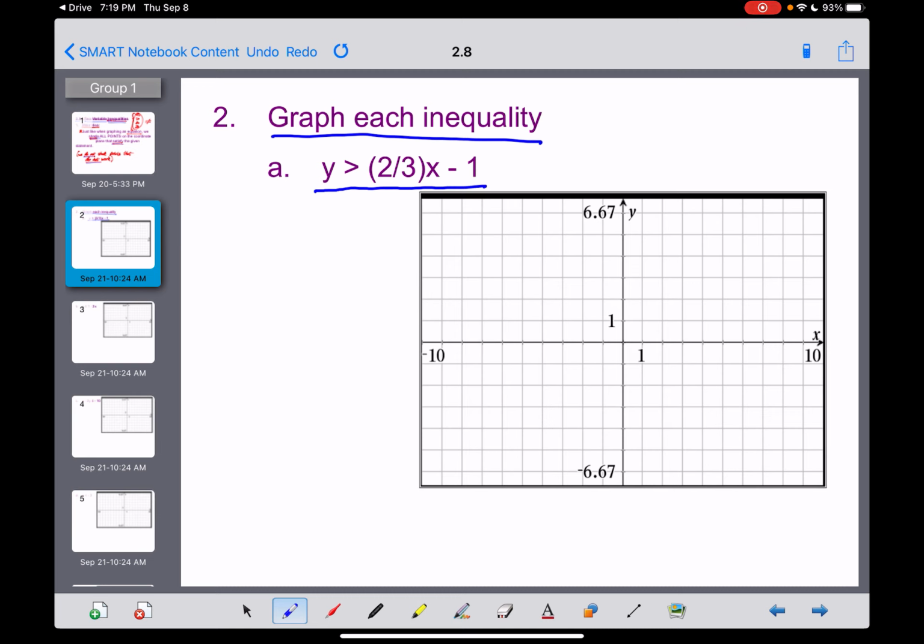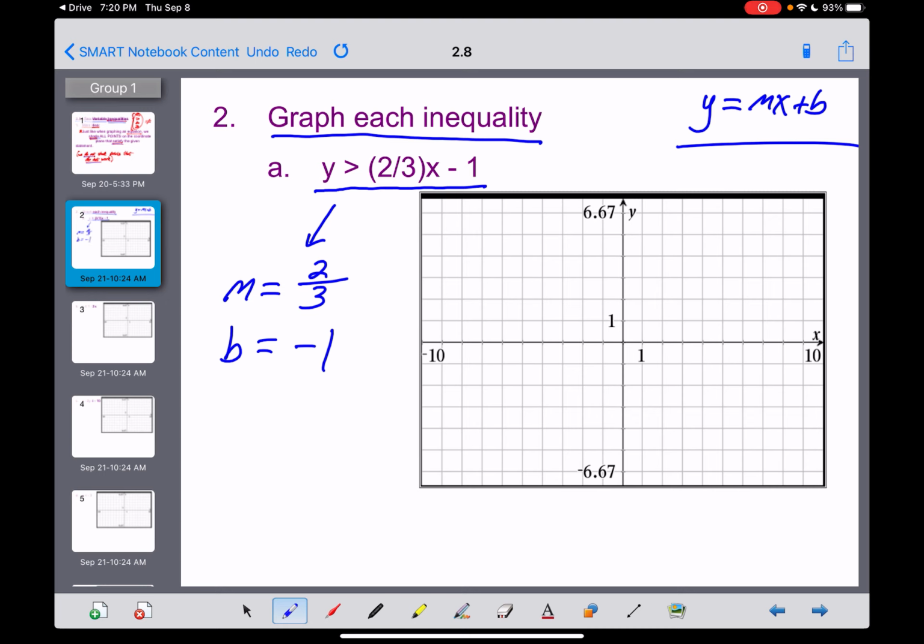The good news for you guys is that this inequality is in slope-intercept form. Usually we do y is equal to mx plus b for slope-intercept, but this works also when you have an inequality sign like greater than. So I'm going to ask you the same 2 questions. What is the slope of this line? And what is the y-intercept? Since this inequality is solved for y, it's technically in slope-intercept form, and you can read those 2 things directly. The slope is the coefficient of x, which is 2/3, and the y-intercept is the number added at the end, which in this case is -1.